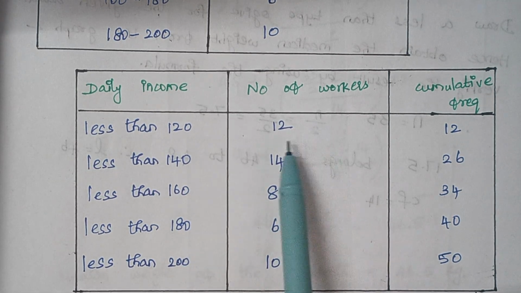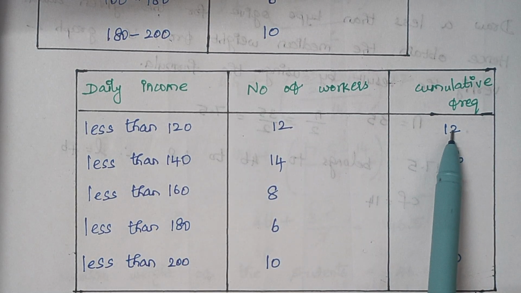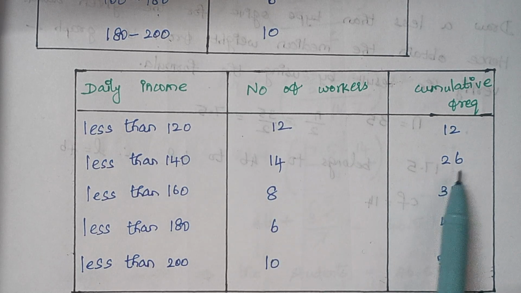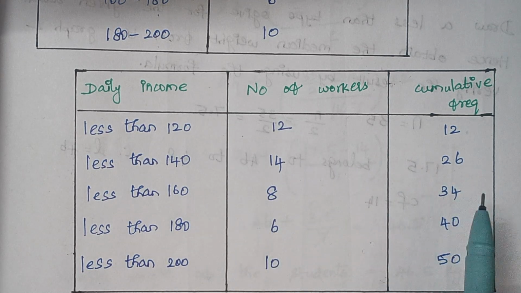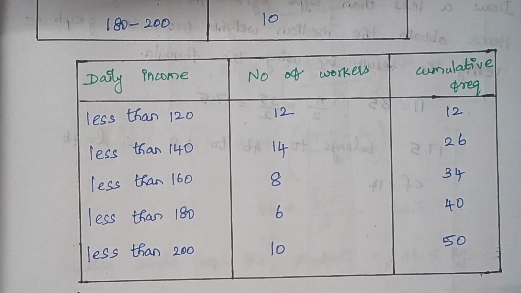The first step is you have to write this number as such here. Next you have to add this 12 to this 14. So 12 plus 14 gives 26, and 26 plus 8 gives 34. 34 plus 6 is 40, and 40 plus 10 is 50. Now this is the final tabulation. Now we are going to draw these data in a graph sheet.